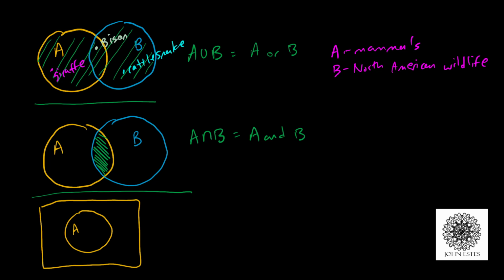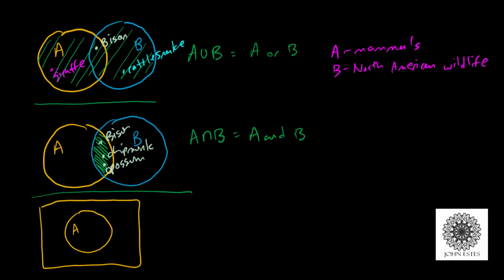As long as it's in any of those categories, it's in A union B. Now for A intersect B, I could do the same thing, and this time the giraffe is not included, the rattlesnake's not included, but the bison is. It has to be the stuff that's in both. We have the opossum, the bison again, the chipmunk, and other things as well. So A intersect B would be North American mammals.